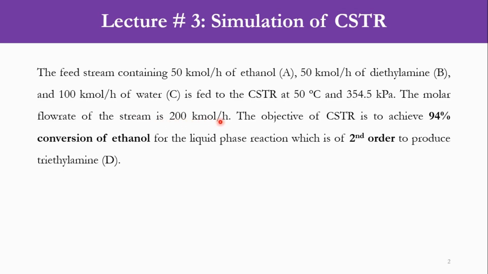The objective of the CSTR is to achieve 94% conversion of ethanol, which is A, for the liquid phase reaction, which is of second order, to produce triethylamine, represented as D. The reaction is A plus B, that is ethanol and diethylamine, reacting to produce water and triethylamine. The rate of reaction expression is minus rA is equal to k CA squared, and the expression for k is written as k is equal to A exponential of minus E over RT.